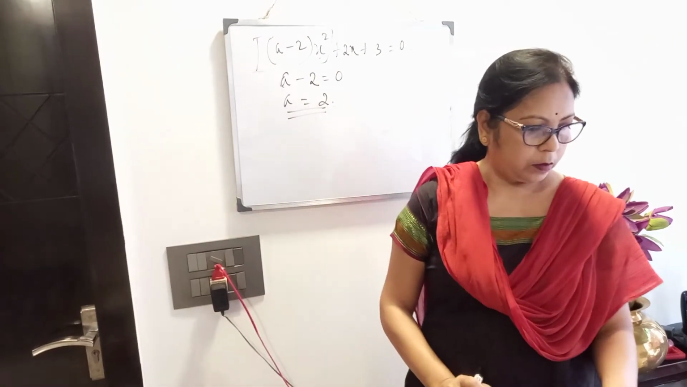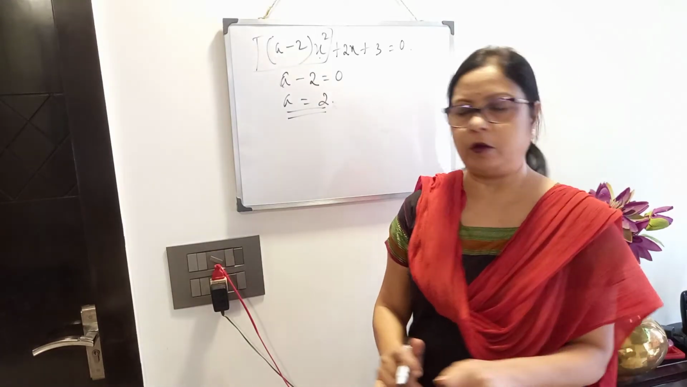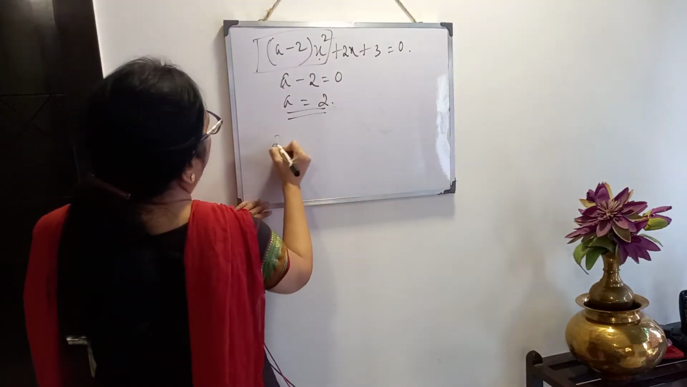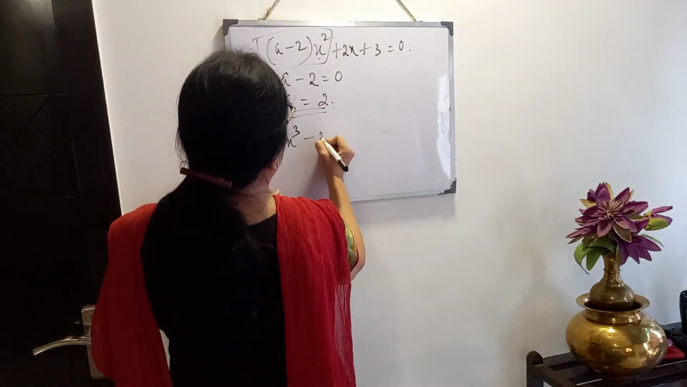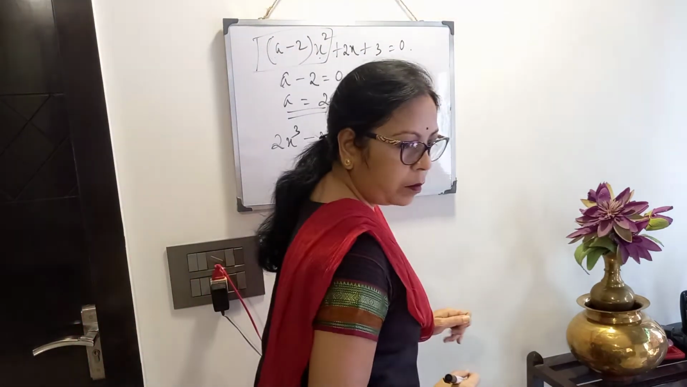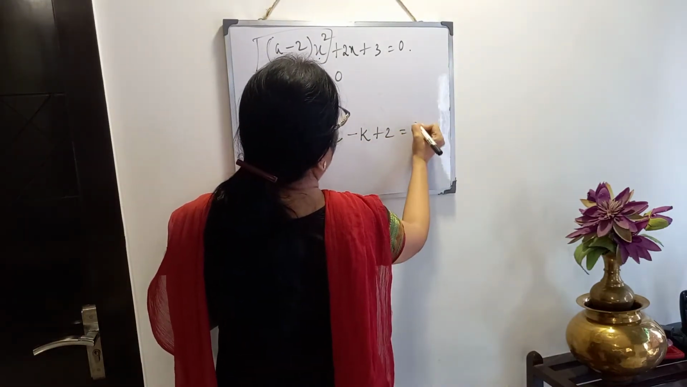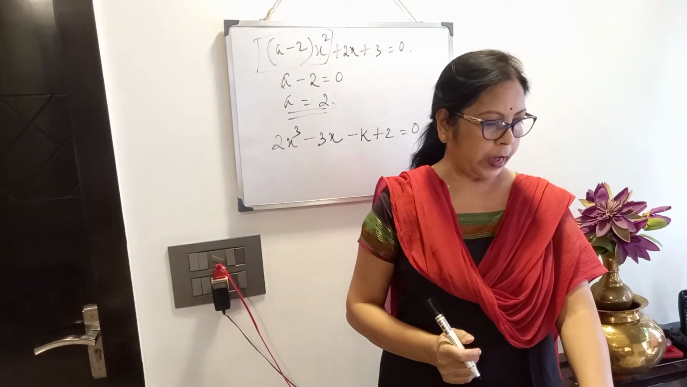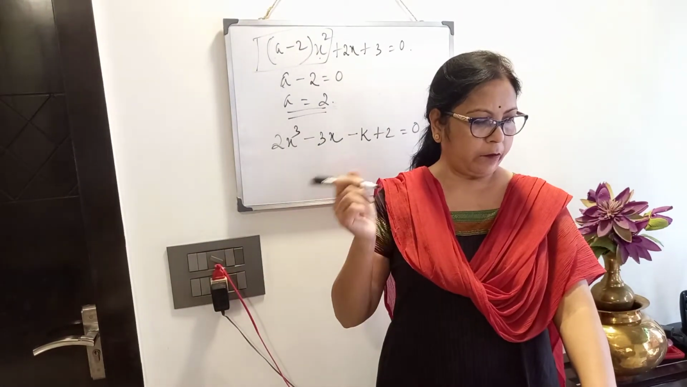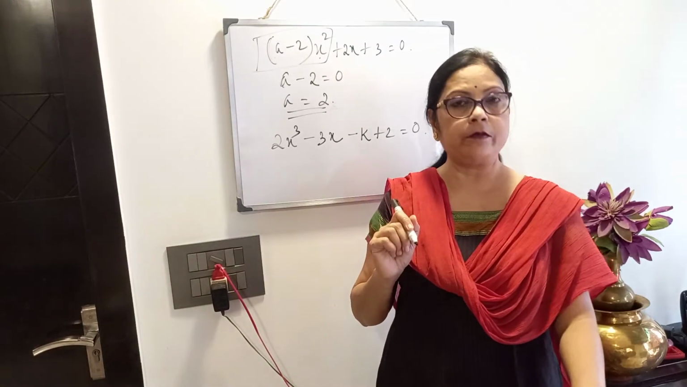Now find the value of k for which one root of the equation will be 0. Okay. Now I am writing this: 2x cube minus 3x minus k plus 2 equal to 0. This is the equation. And here k is unknown. You have to calculate the value of k. Find the value of k for which one root of the equation will be 0.